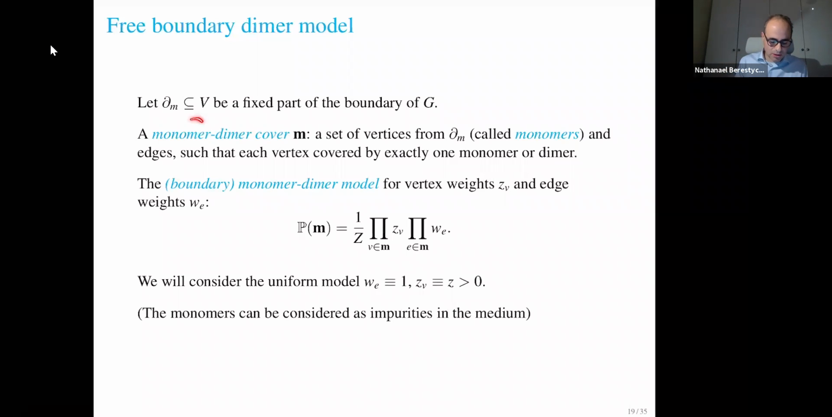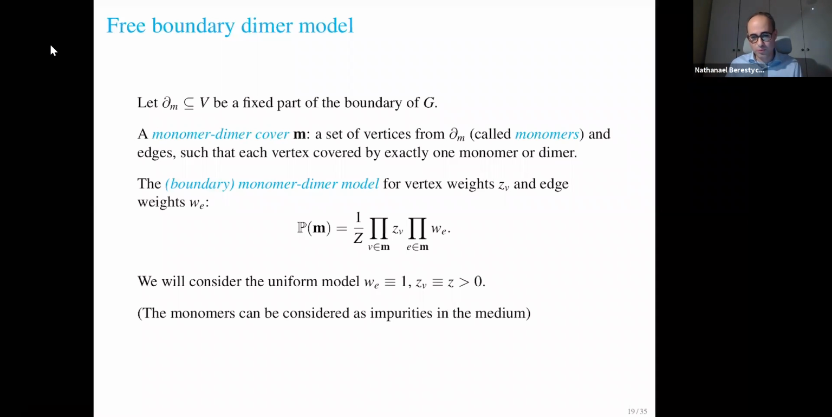So again, a monomer dimer cover M is just a set of vertices and edges, where the edges you're going to call dimers and the vertices you're going to call monomers, such that each vertex is covered exactly once, either by a dimer or by a monomer. So that's what we call a monomer dimer cover or a free boundary cover, up to you.